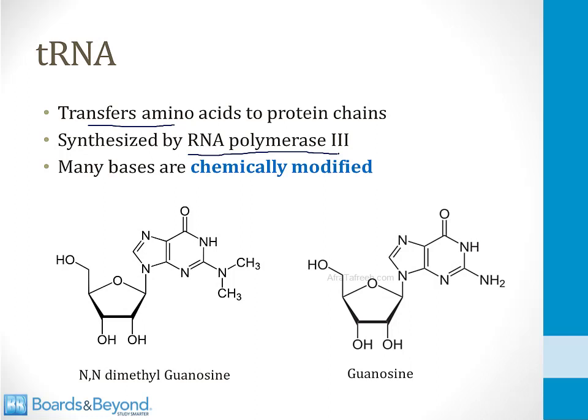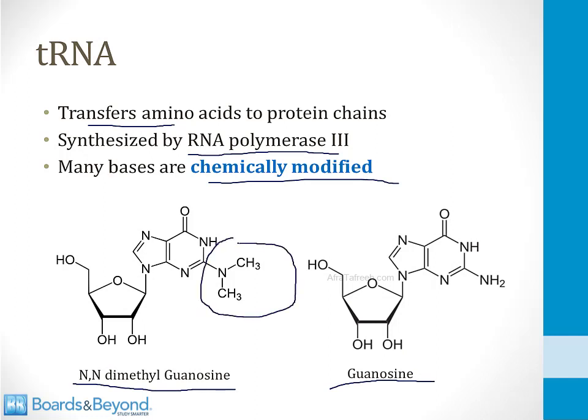And in addition, many of the bases are chemically modified. They are not the normal bases you find in RNA. For example, on the bottom right side of the screen is the chemical structure of guanosine, which you can find in many RNA molecules. In tRNA, you often find N,N-dimethylguanosine. It looks like guanosine, but it has this structure added to the molecule. This is an unusual base, and this is the kind of thing you find in many tRNA molecules.